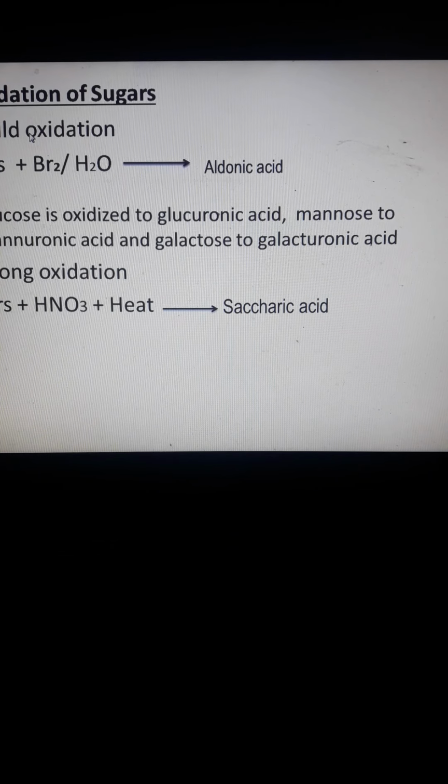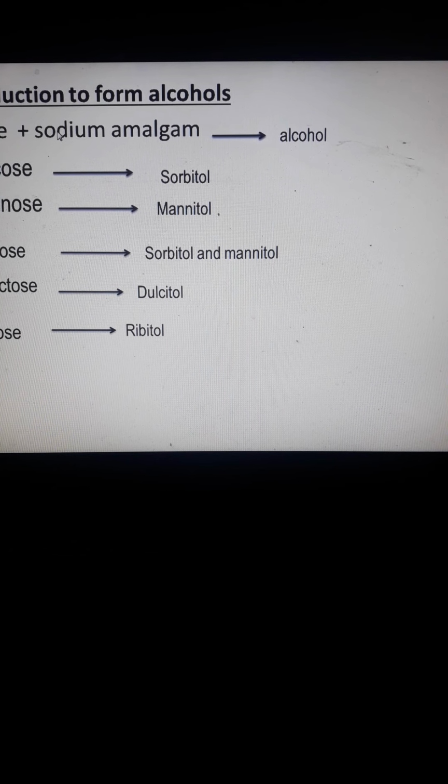So oxidation of sugars. So mild oxidation, so sugars plus bromine water, this forms aldonic acid. Glucose is oxidized to gluconic acid, mannose to mannonic acid, galactose to galactonic acid. Okay? Strong oxidation, so we have sugars, for example mannose, glucose plus nitric acid and heat, it will form a saccharic acid. Okay? So reduction to alcohols, aldose plus sodium amalgam, it will form alcohol. So glucose to sorbitol, mannose to mannitol, fructose to sorbitol and mannitol, galactose to dulcitol, ribose to ribitol.